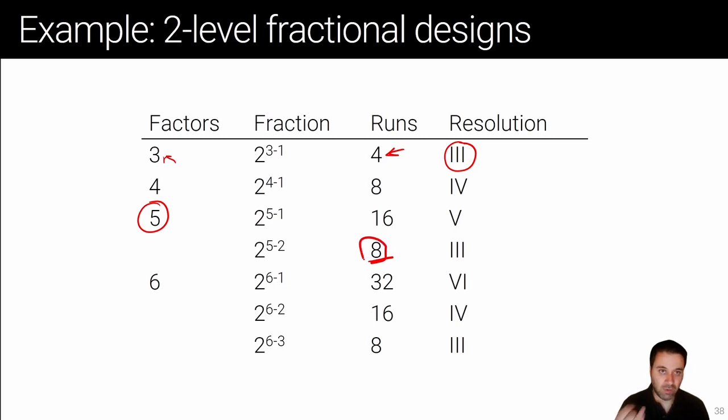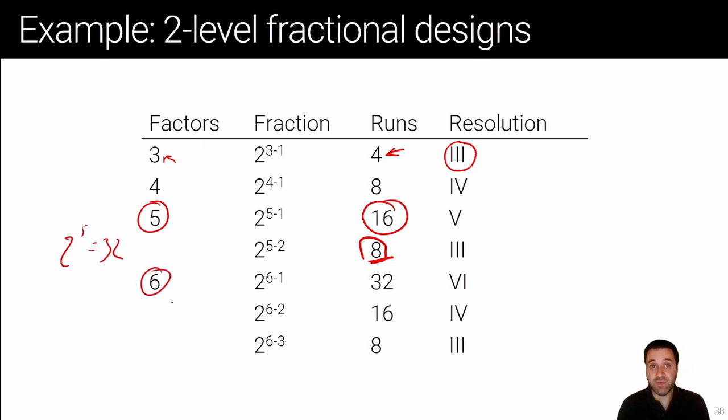If you need to go a little bit more than that, and for example, you presume there are interaction effects and you want to estimate them, then you're going to need 16. By the way, a full factorial design here will be 2 to the power of 5, which is 32 runs.